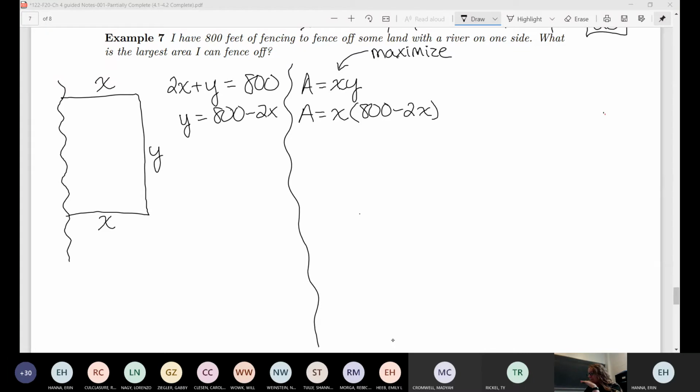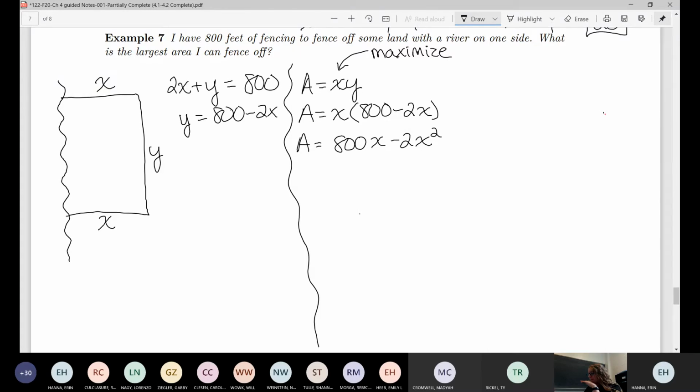Okay, but to be able to take this derivative, I would have to use a product rule as it stands right now. But if I distribute that x, I won't have to, so let's go ahead and do that. So we get 800x minus 2x squared. So now I have the thing that I want to maximize, only in terms of one variable on each side. So I can take the derivative.